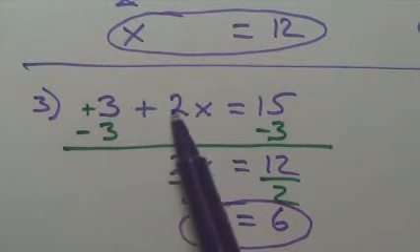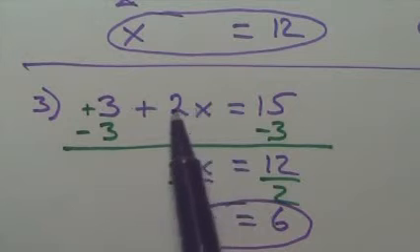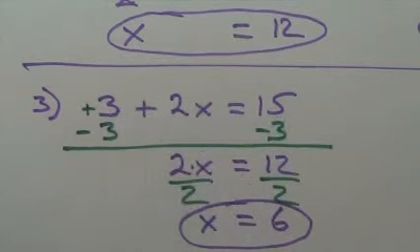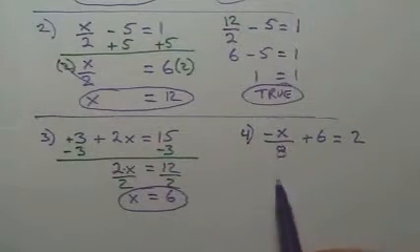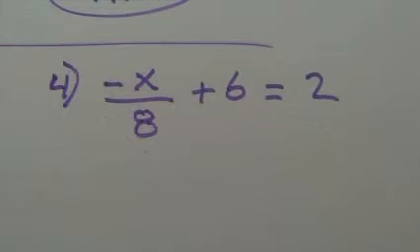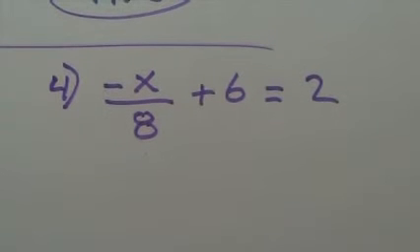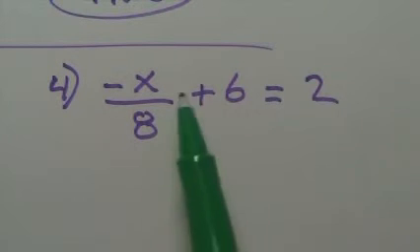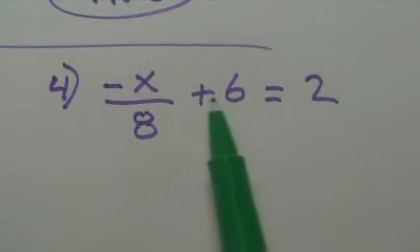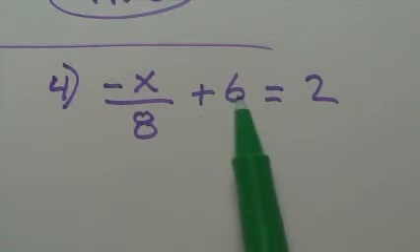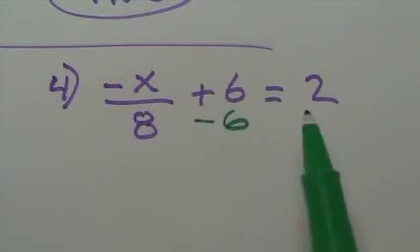3 plus 2 times 6. 2 times 6 is 12. 12 plus 3 is 15. That works. Okay, number 4, our last example. So let's see, we want to do any adding or subtracting first. So to get rid of the plus 6, I will subtract 6.